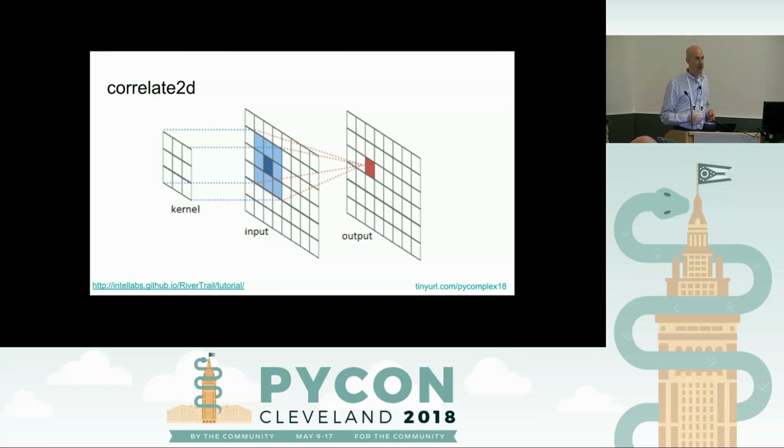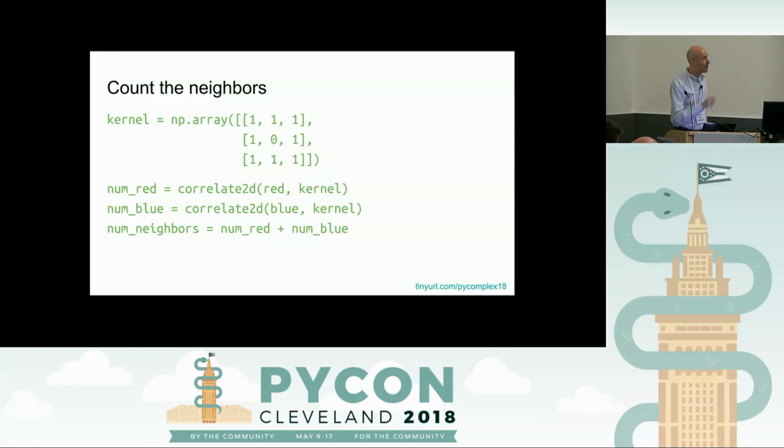So in this example, the dark blue dot is the agent that I'm currently looking at. The light blue dots are the 8 neighbors, and I'm going to add them up. The reason I'm adding them up is that my kernel is 1, 1, 1, 1 for each of the neighbors, and 0 in the middle, which means that I'm not counting myself. I'm only counting up the 8 neighbors. So if I do a correlate2d, and I apply this kernel to the red array, then it will count the number of red neighbors for each agent. If I apply it to the blue array, I'll get the number of blue neighbors for each agent. And then I'm just going to add them together. That'll tell me the total number of neighbors for each agent. Good so far? Any questions about correlate2d?